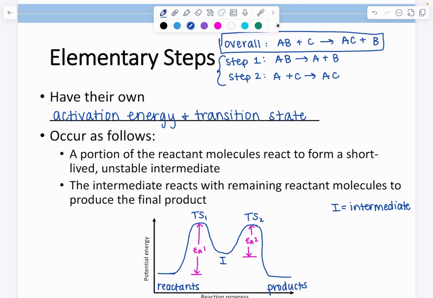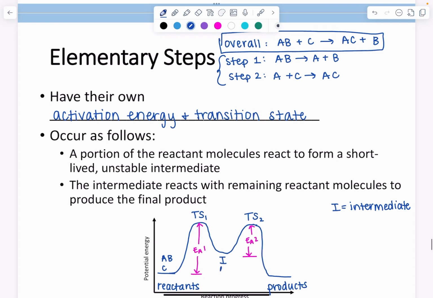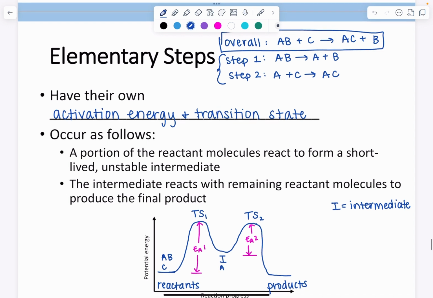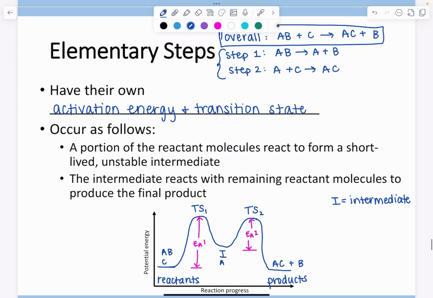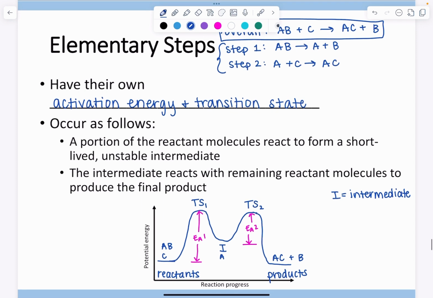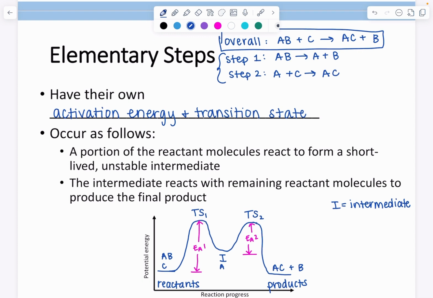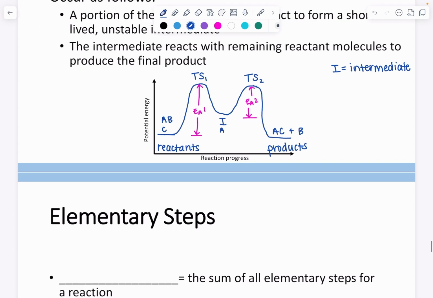So in this case, reactants are AB and C. The intermediate is A, and then the products are AC and B. Okay, I feel like after I explain that, that sounds like a bunch of gibberish. So we're going to do a real example on the next slide where you can actually see a reaction that occurs in 2 steps and how we can get that overall reaction. Okay, let's just do that.